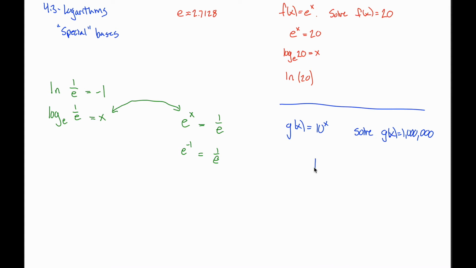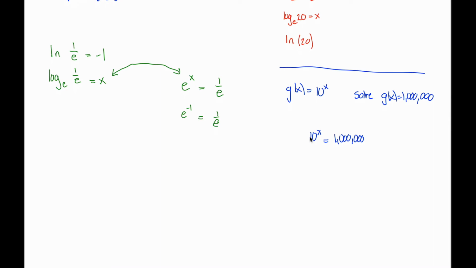All this is saying is g of x is 10 to the x power, so I want to know what number x will make 10 to the x equal to 1 million. Tens work out really nicely. Right? 10 times 10 is 100. 10 times 10 times 10 is 1,000. When you're multiplying by tens, because we have this base 10 system that our number system is based on, it's really easy to take powers of 10.